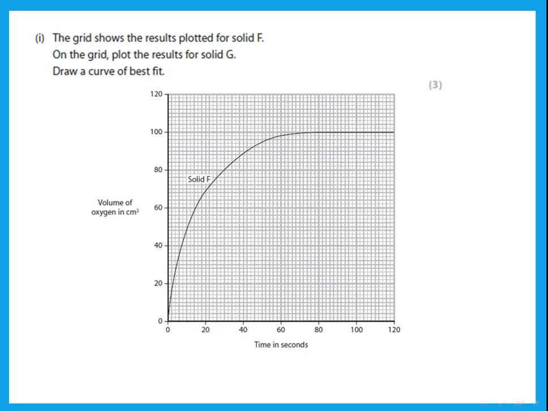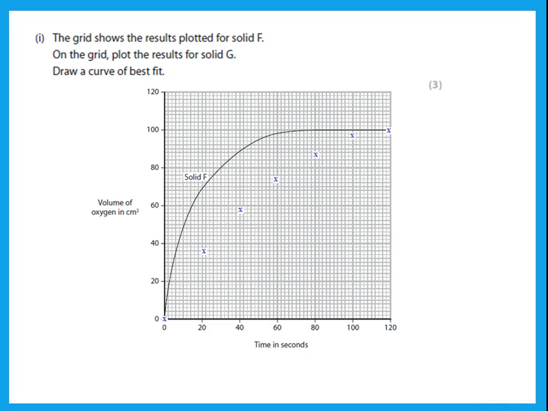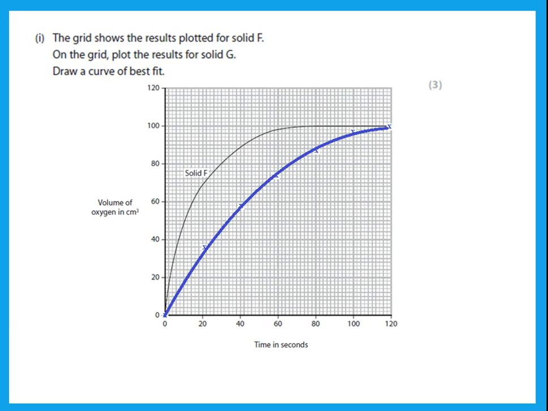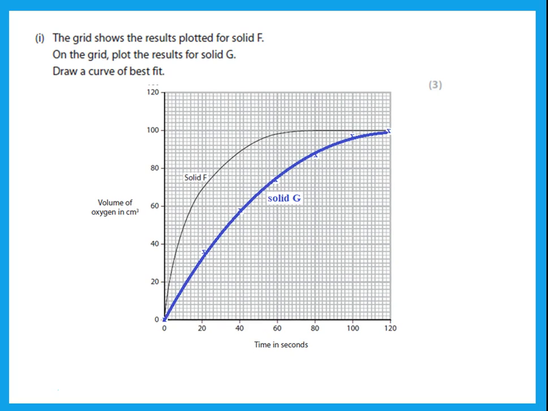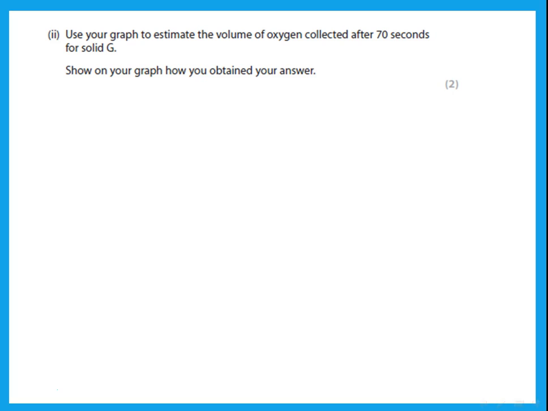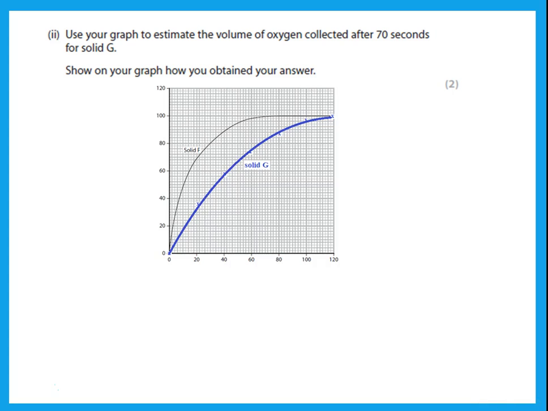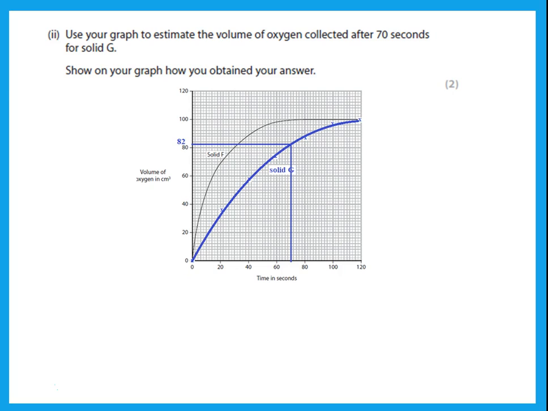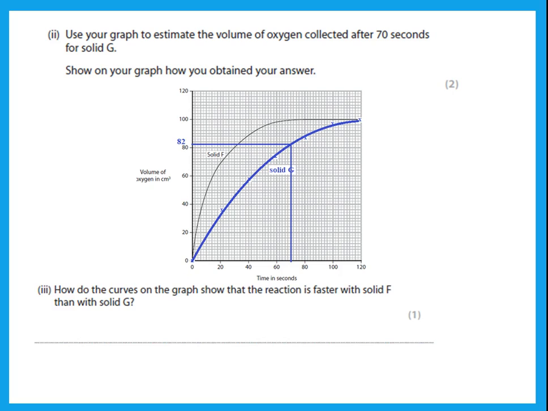G. Now, when you plot these results, this should be the points that you plot, and you join them, and that is my solid G. Okay? Use your graph to estimate the volume of oxygen collected after 70 seconds for solid G. So I look at my graph again. For solid G, after 70 seconds, I go up from 70 seconds to my solid G, go in, that is 82 centimeter cubed. Sorry, that's 82 centimeter.